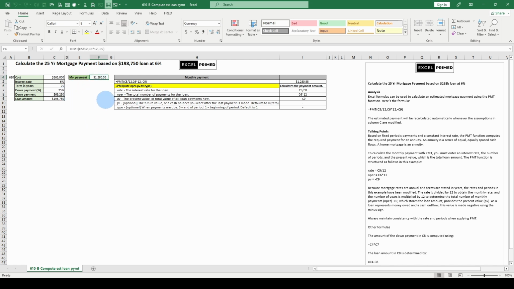If you want future value, you can take this $198,750 and just go future value and then discount it, because that's going to be the value at the opposite end of this thing. $198,750.